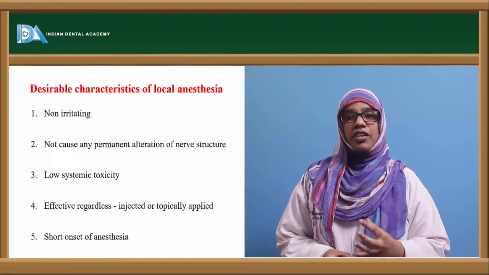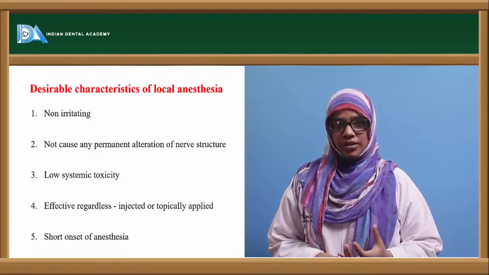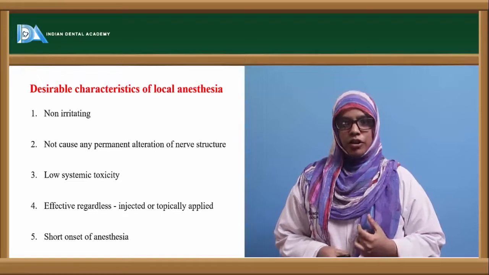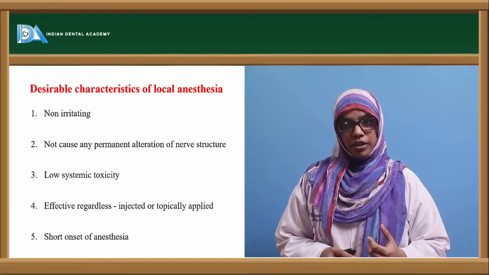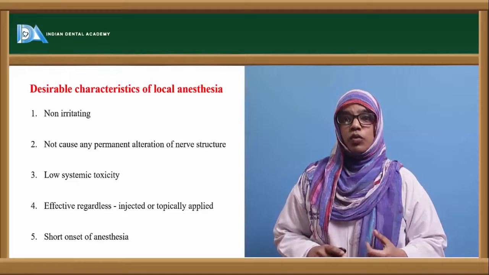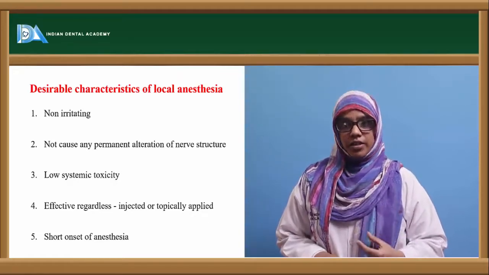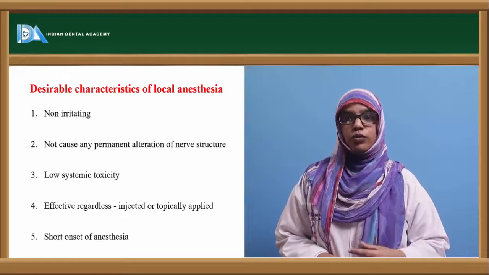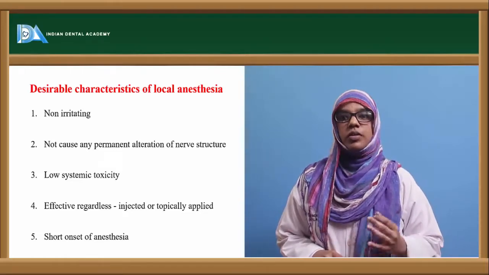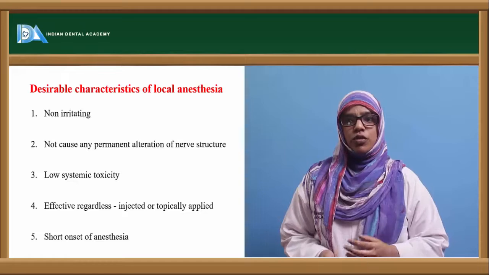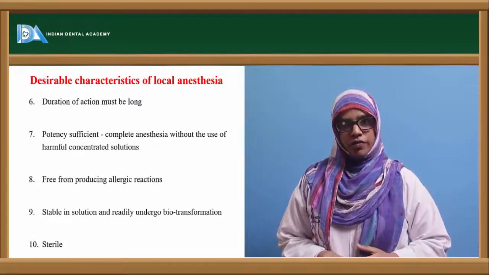Now, a desired characteristic of a local anesthetic agent is that it should be non-irritant. It should not cause any permanent alteration in the nerve. It should have low systemic toxicity. It should be effective regardless of whether it is injected or used topically, so the efficacy should be the same. It should have a short onset of anesthesia but a longer duration of action.